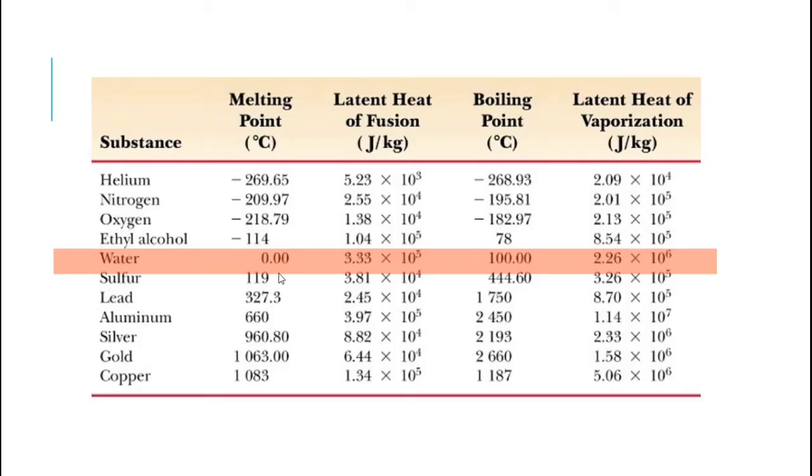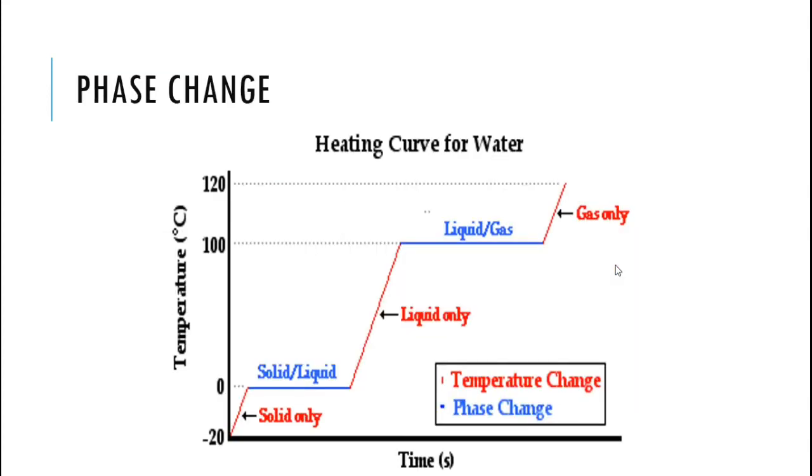So we have here the different melting points of different substances, but of course we are concerned about water. And then we have the latent heat of fusion, and the boiling point of water, and we also have the latent heat of vaporization. Again, latent heat of fusion, we use that for transformation from solid to liquid or liquid to solid. But latent heat of vaporization, for a transformation from liquid to gas and gas to liquid.